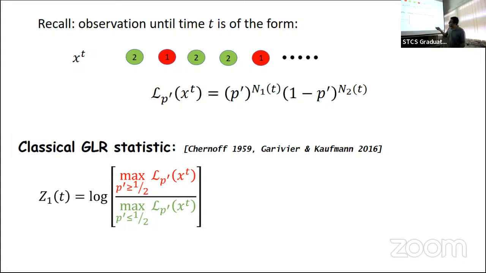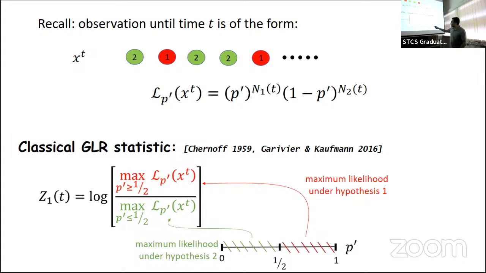The numerator is the maximum likelihood of the observations under hypothesis 1, namely that community 1 is in fact the mode. The denominator is the maximum likelihood over those instances where community 2 is the mode. So this is the maximum likelihood under hypothesis 1, and this is the maximum likelihood under hypothesis 2. The log of this ratio is the statistic. As you can imagine, if the true instance is that community 1 is larger, and you've seen many more samples from community 1 as compared to community 2, the maximum likelihood in the numerator is going to be much larger than in the denominator, in which case Z1 becomes a large positive constant.